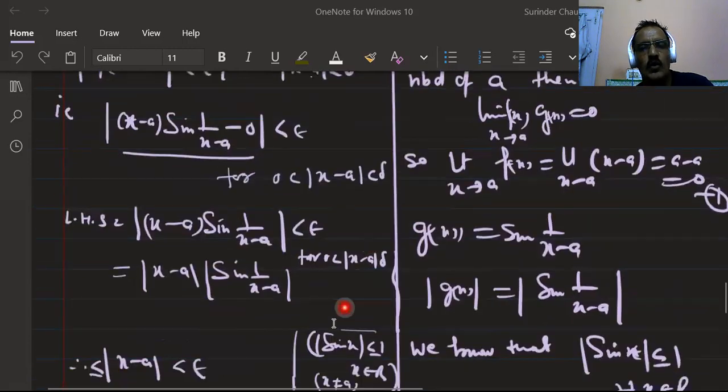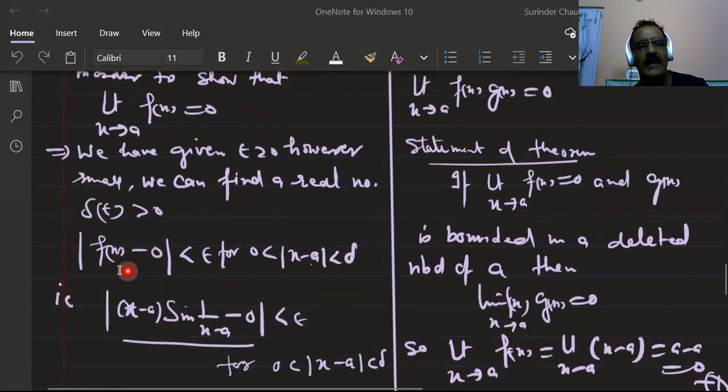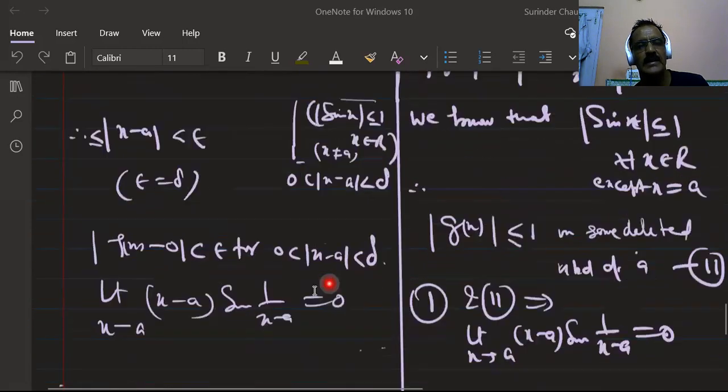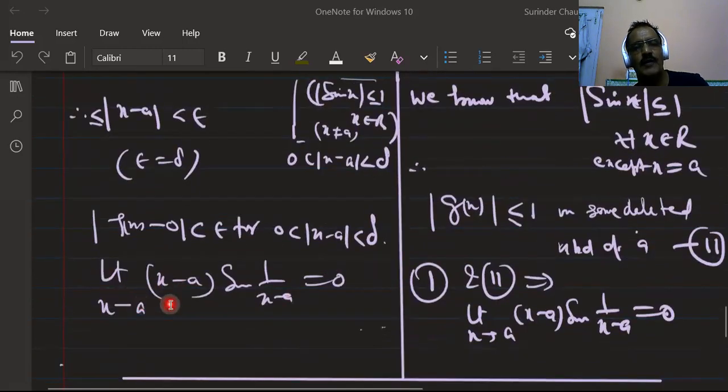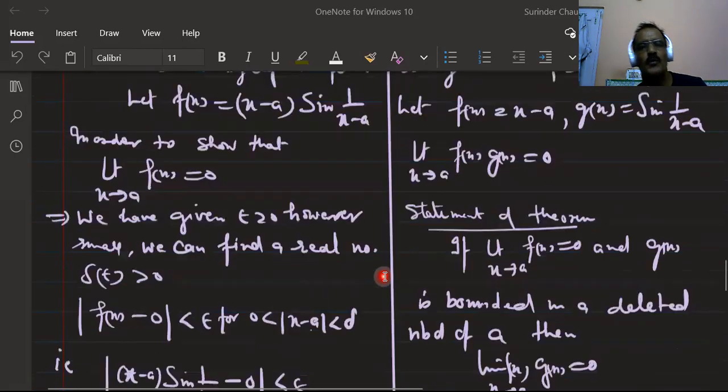If we choose delta to be equal to epsilon, then |f(x) - 0| is less than epsilon for all 0 < |x - a| < delta. By the definition, this implies the limit as x approaches a of (x - a) sin(1/(x - a)) is equal to 0. Now we have proved it.